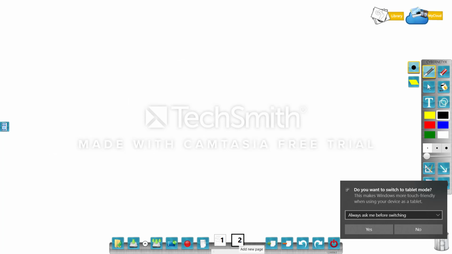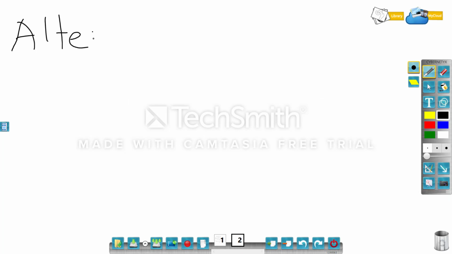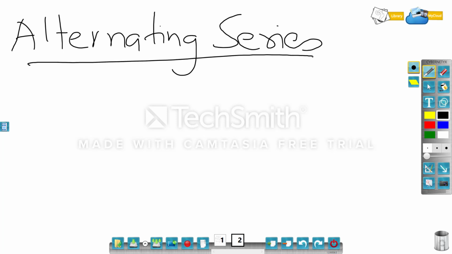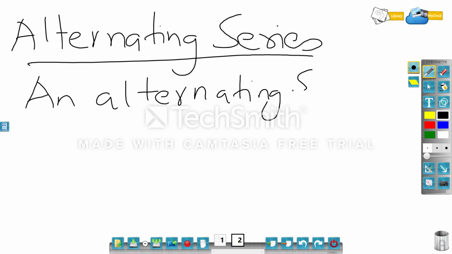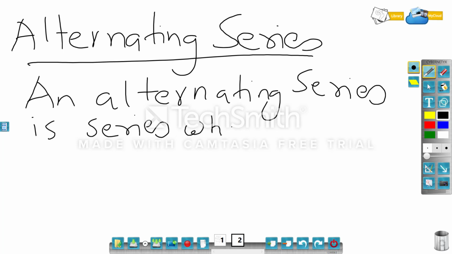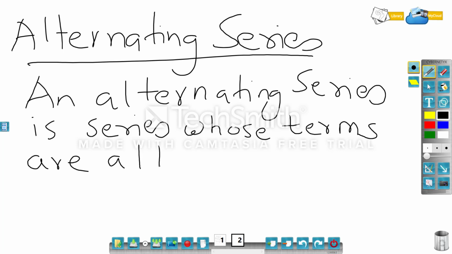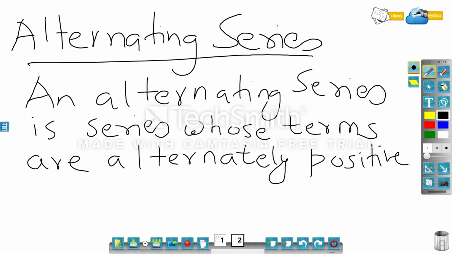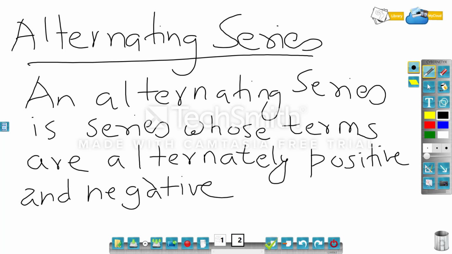So let's define what is an alternating series. An alternating series is a series whose terms are alternately positive and negative. Let's have a quick example.